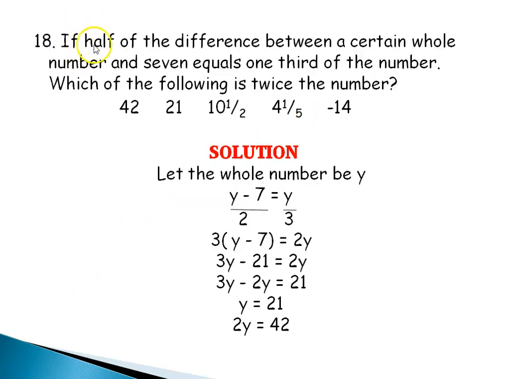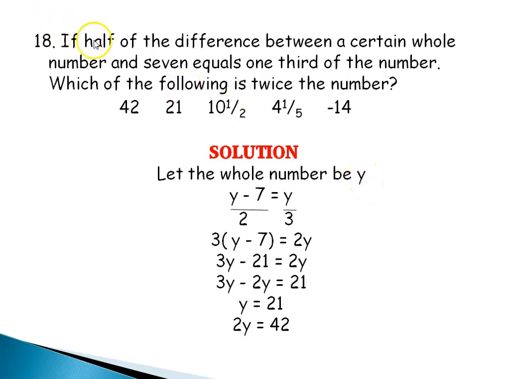Question 18. If half of the difference between a certain whole number and 7 equals 1/3 of the number, which of the following is twice the number? Is it 42, 21, 10 and a half, 4 1/5, or minus 14? Alright, we don't know the whole number, so let the whole number be y.